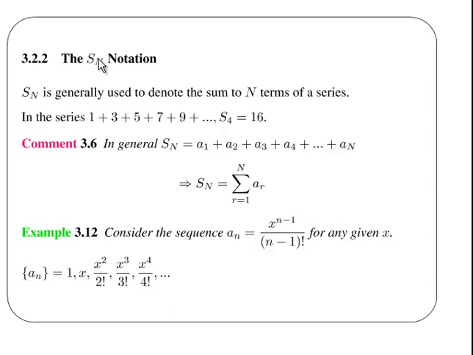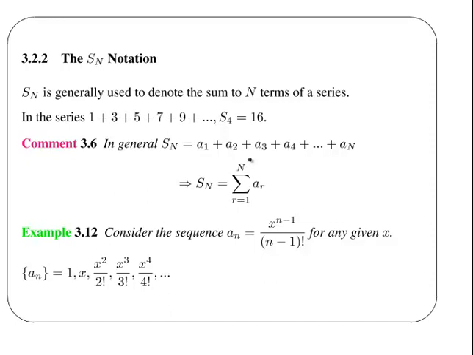So in the series 1 plus 3 plus 5 plus 7, S of 4 is the sum of the first four terms, sum of terms 1 to 4. And in general, S of n is a of 1 plus a of 2 plus a of 3 all the way up to a of n. So that's how we might write it, where a of r is each individual term. So it's just the summation of each term from r equals 1 to r equals n, some value.